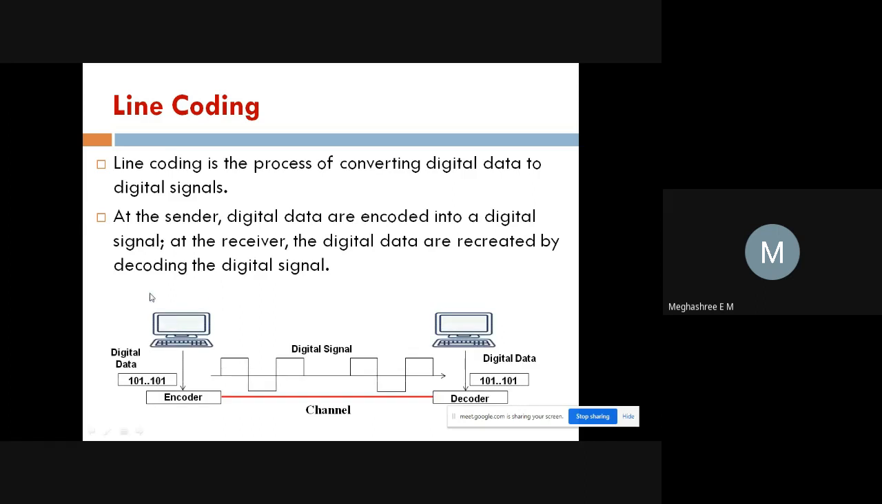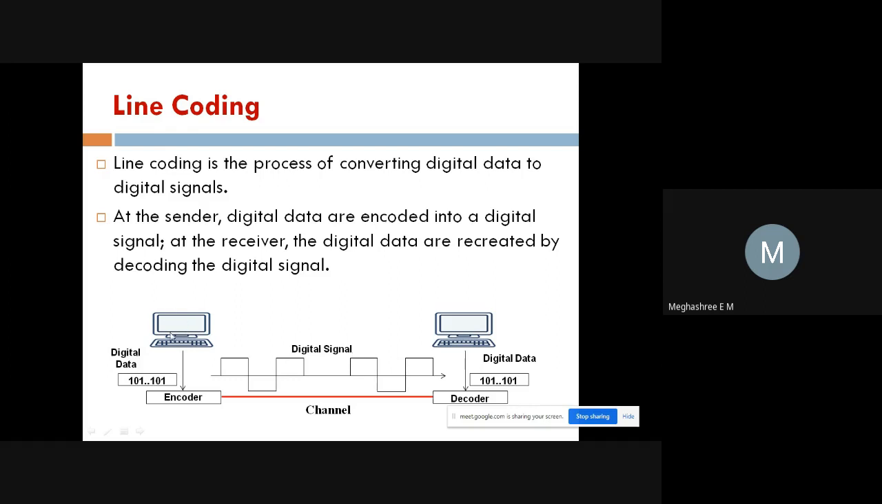Consider this is the sender and this is the receiver, where you need to send the data. At the physical layer, the data will be in the form of bits. Since here we are considering digital data, it is a sequence of bits, that is 0 or 1. When this data needs to be transmitted over the transmission channel and delivered to the destination, it has to be converted into digital signal.